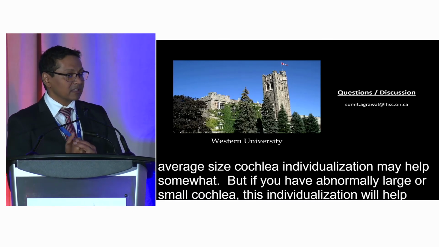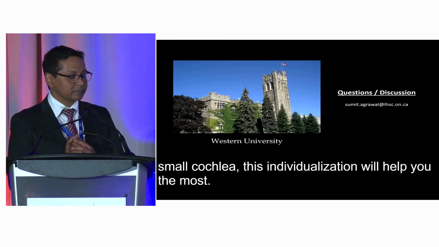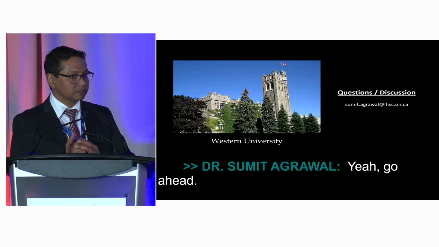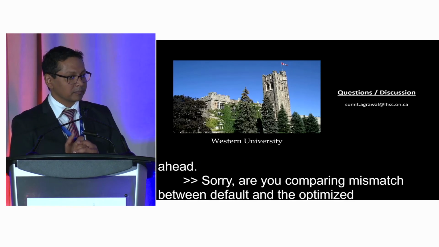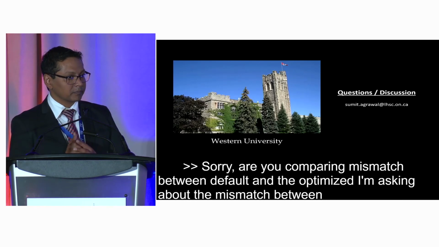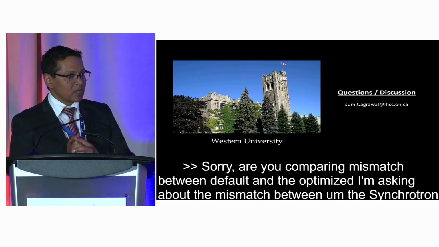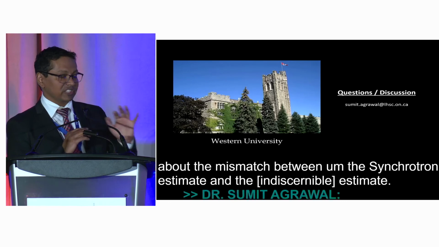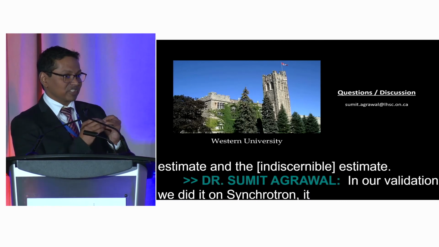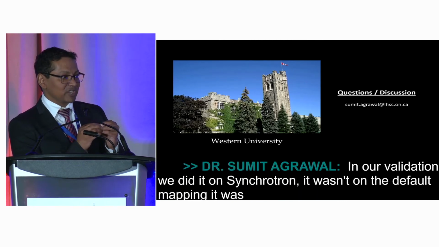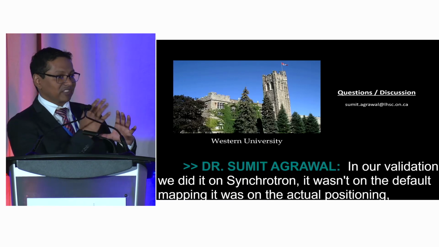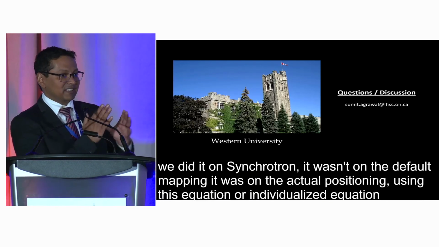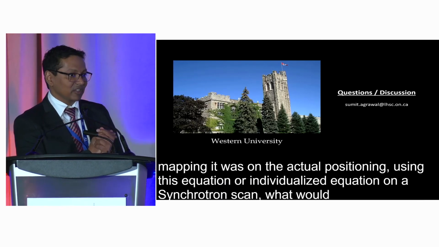So sorry, miscommunication. Are you comparing the mismatch between default and the optimized, or are you comparing, I'm asking about the mismatch between the Synchrotron estimate and the Stokowskaya estimate. So in our validation, we did it on Synchrotron. So it wasn't on the default mapping, it was on the actual positioning. So using the Stokowskaya equation or our individualized equation on a Synchrotron scan, what would it predict the frequencies to be at any given location?